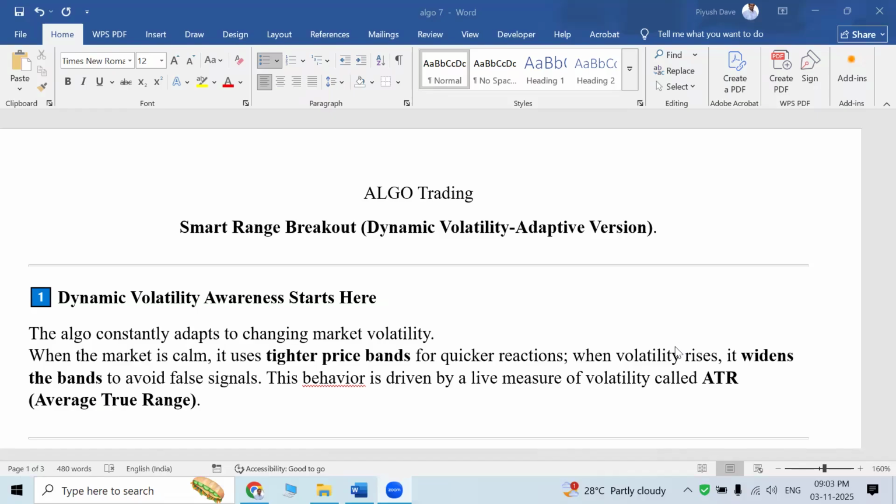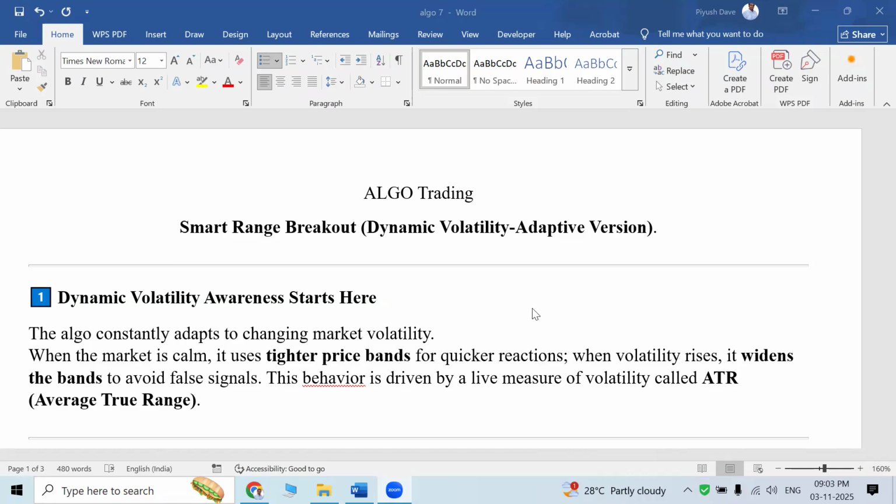Hello, I'm Piyush Dave, a fintech professional, and today I'm going to discuss one more algo trading strategy called a smart range breakout. So, range means what? There is an upper value, there is a lower value. If the upper value breaks out, we will buy the share, and if the lower value breaks down, we will sell it.